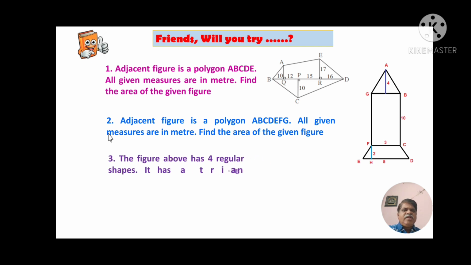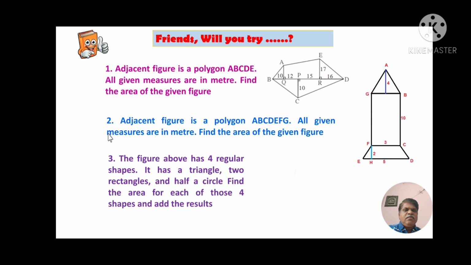The figure above has 4 regular shapes. It has a triangle, 2 rectangles and a half circle. Find the area of each of those 4 shapes and add the result. The measures are given in the figure. So try, these are very easy problems.